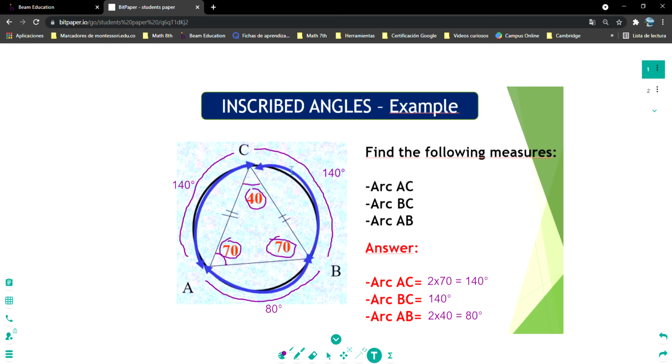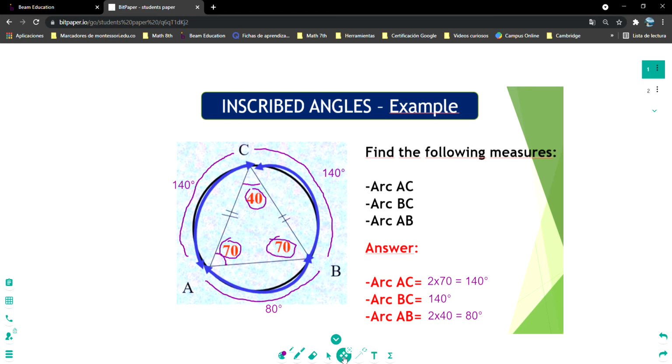Remember that if we add all of these arcs in the circle, the arc AC plus the arc AB plus the arc CB will be 360. If you add 140 plus 140 plus 80 degrees, we can confirm that the final answer will be 360 degrees, the whole circle. That's the addition of arcs in the circle.